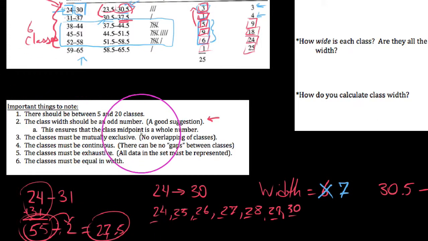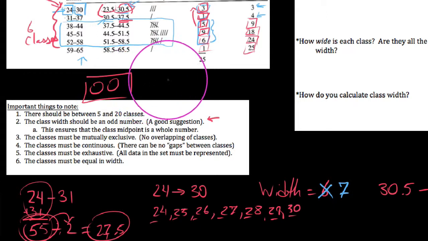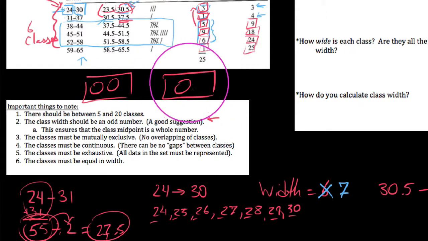Number 3, the classes need to be mutually exclusive, okay? So they don't overlap. You'll notice up here that our class boundaries never overlap. Mutually exclusive is a fancy way of saying if you have two sets, they never cross. That's not like a Venn diagram where you have two sets overlapping. So you look at your class boundaries and none of these overlap each other.